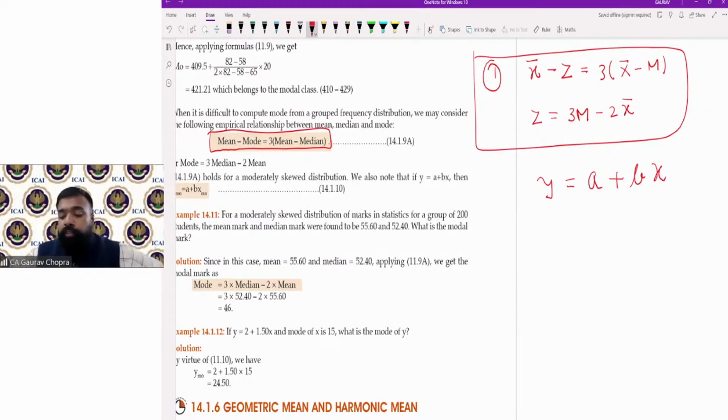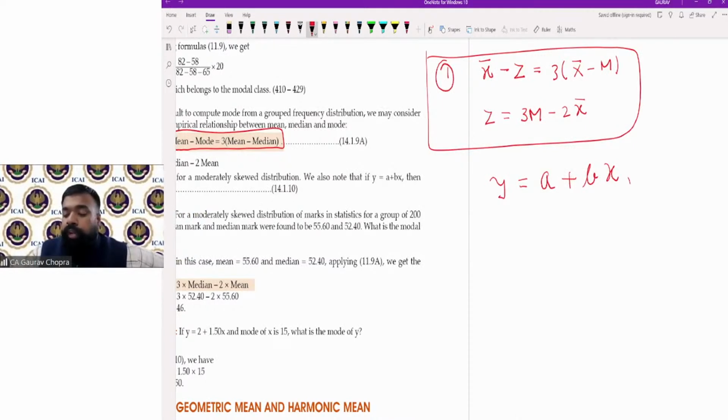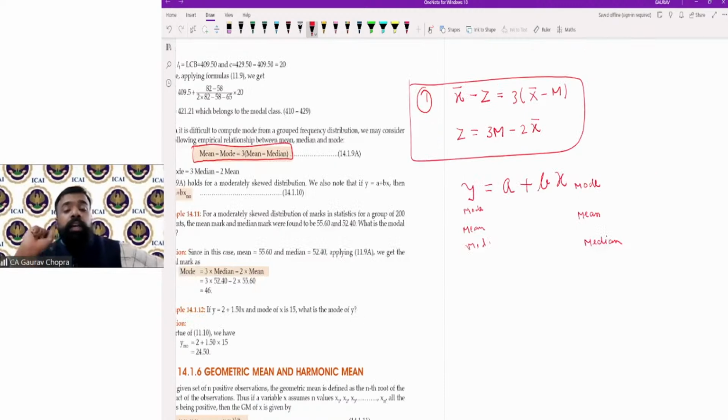Now if, let's say, mode of x is available, then we can find out the mode of y. Simply substitute the value and you will get the result. If the mean of x is available, you will get the mean of y. If the median of x is available, you can find out the median of y, or vice versa is also possible. So in a question, if any value is given, simply you have to substitute and get the result.